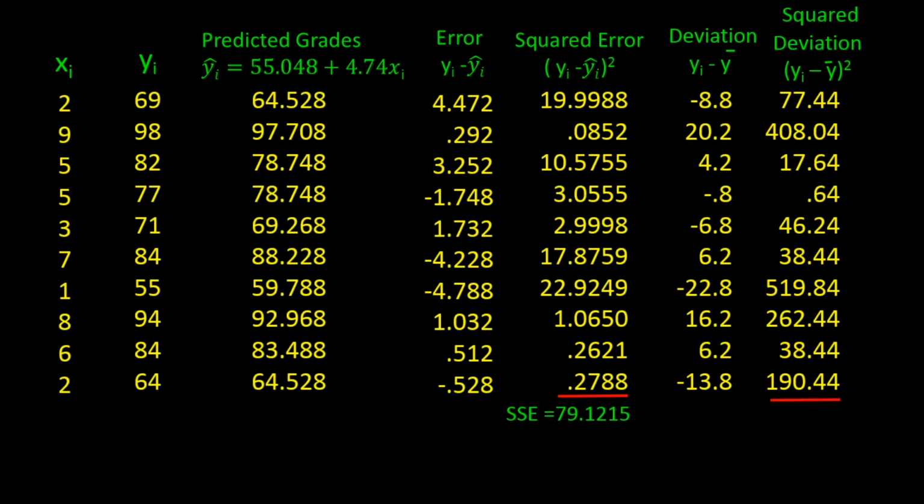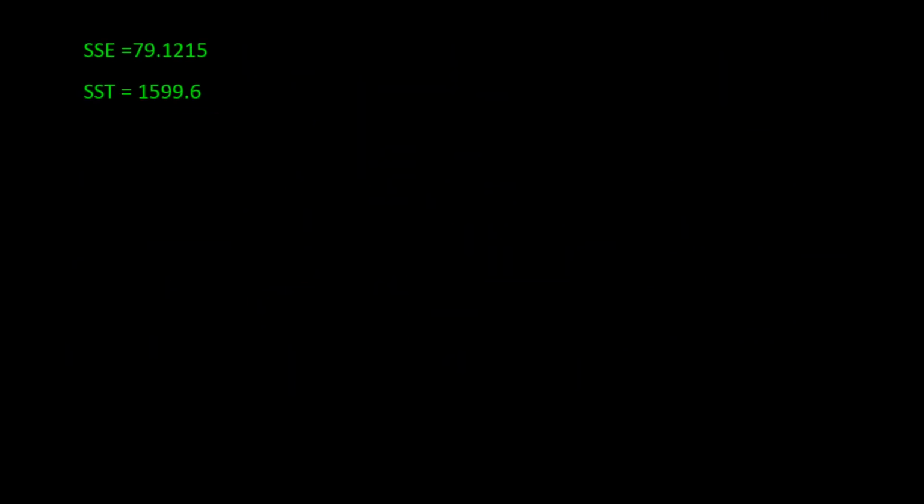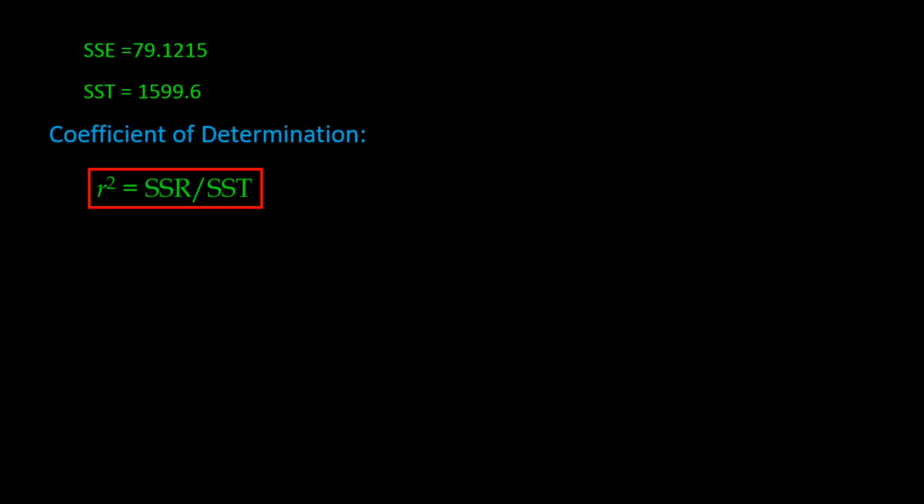So we need to sum up the squared deviations column, and we get 1599.6 for SST. So let's review. We have SSE equal to 79.1215, and we have SST equal to 1599.6. Now, to get the coefficient of determination, we need to divide SSR by SST. But we didn't calculate SSR, we calculated SSE and SST.